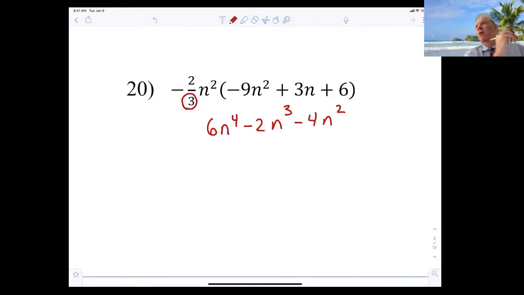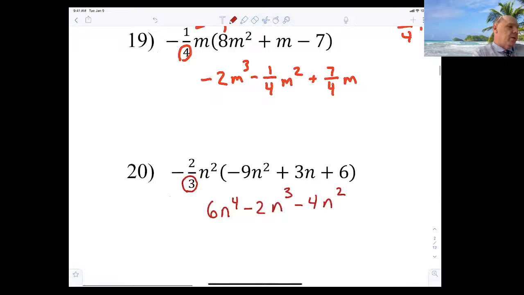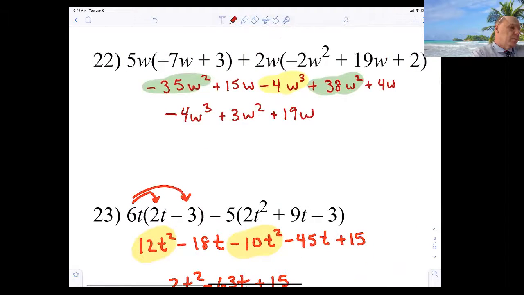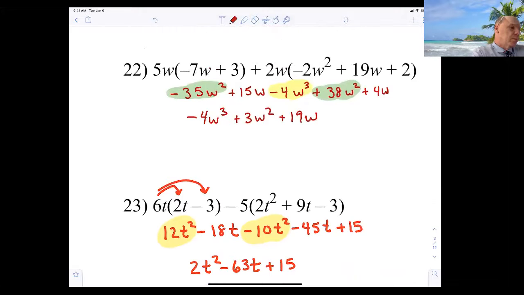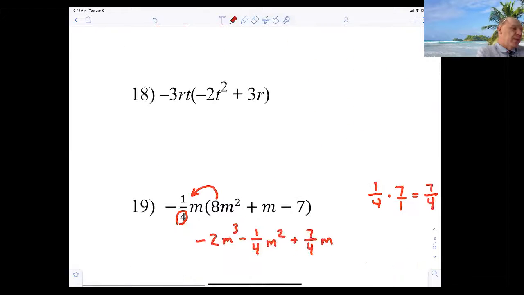Negative times a negative is a what? You see it, right? All right, come on, guys, we're doing good. What? Quick. Okay, distributing negative 3 RT. 6RT cubed minus 9R squared T.